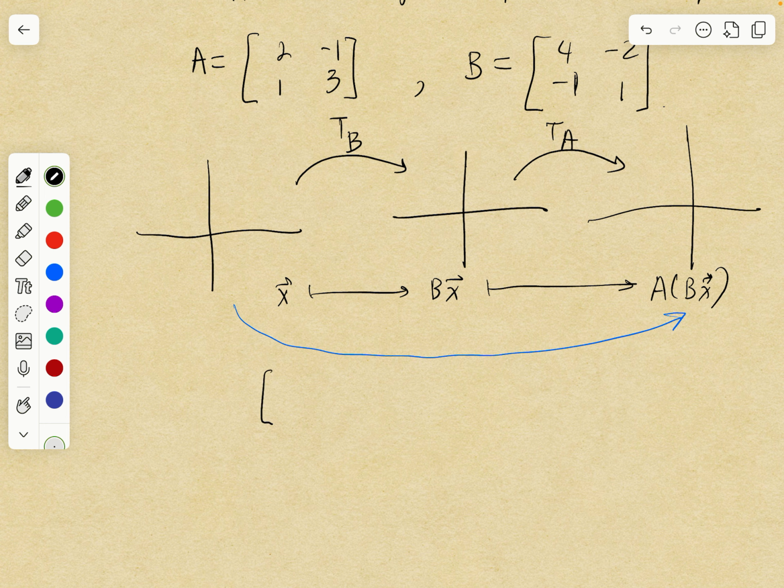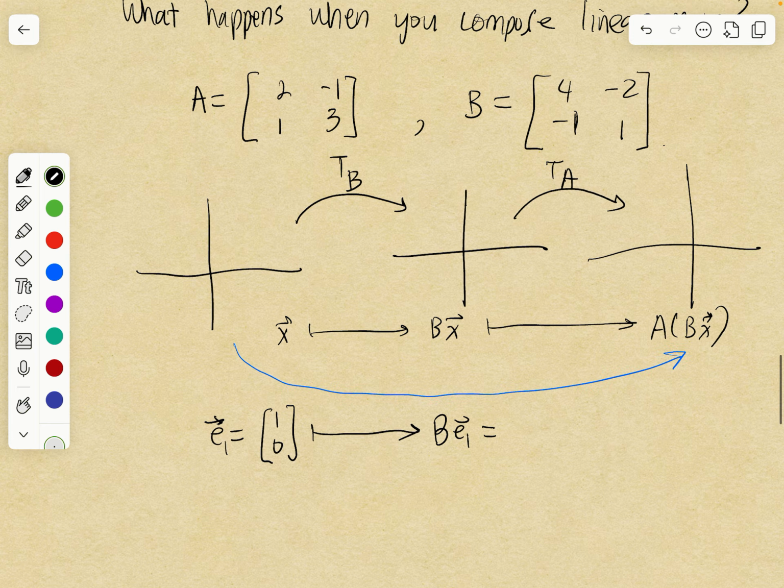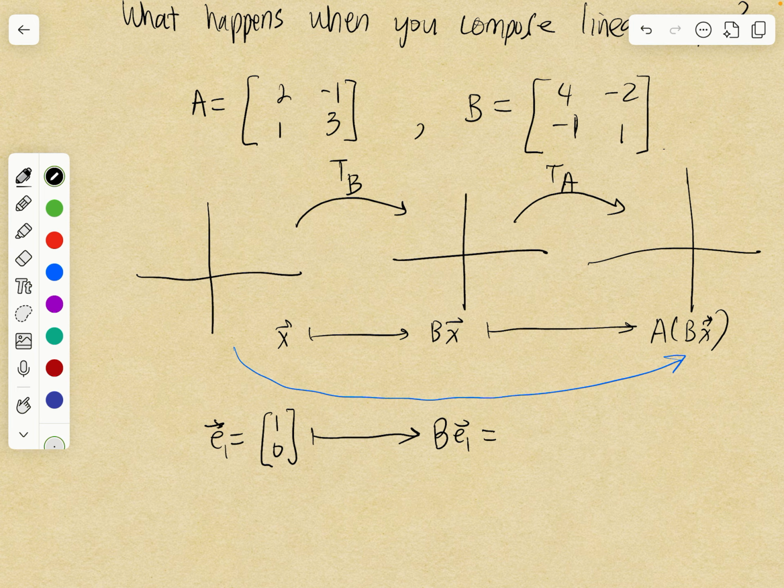Well, E1 is (1, 0). Now where is that going to go? When you apply B to it, it will go to B times E1. Remember, where do you see B times E1 in the matrix B? It's the first column. If you take B and multiply it by (1, 0), you get the first column. So you know that you're going to get (4, -1).